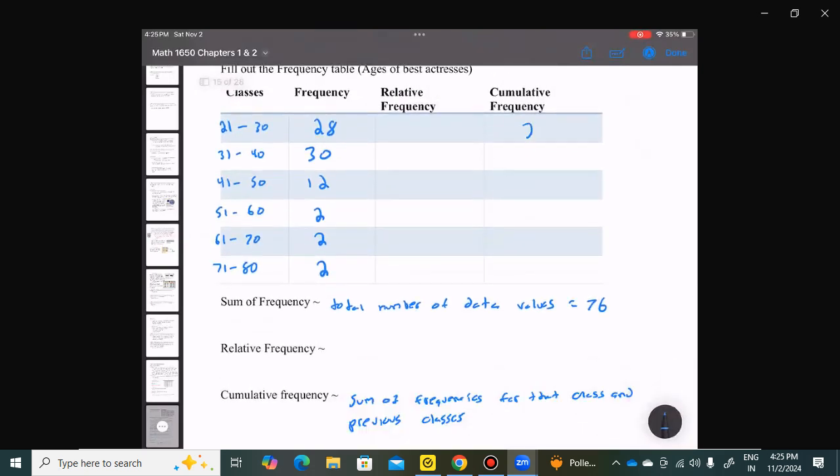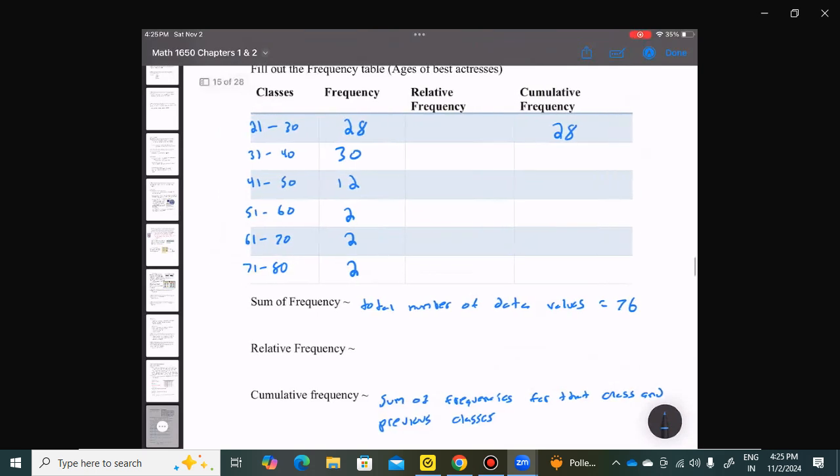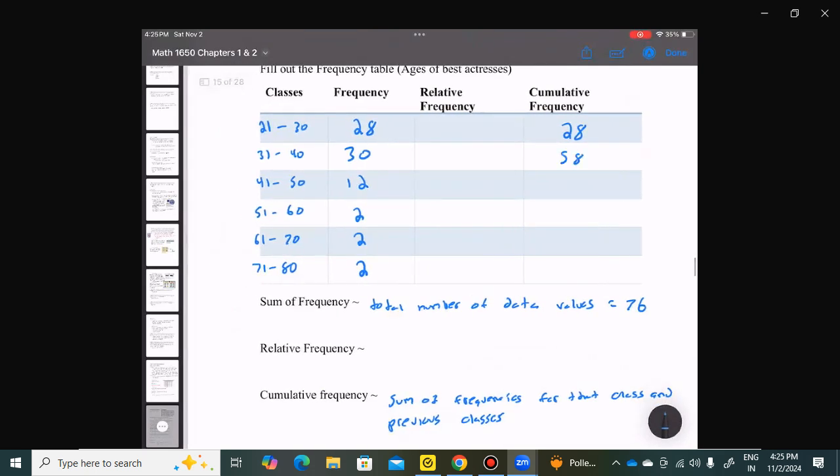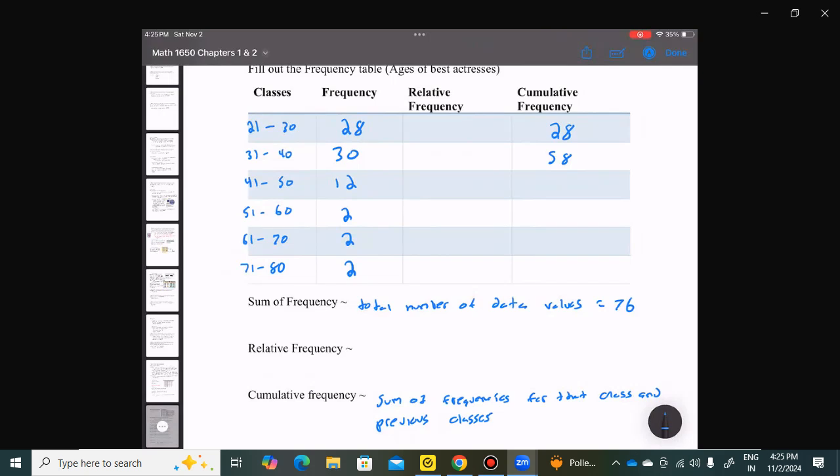So we start out with 28, then we add 30, so we got 58. Then we add 12, so we got 70. Then we add 2, so we got 72, 74, and 76. The last cumulative frequency should be the total amount of frequencies, or total amount of data values.